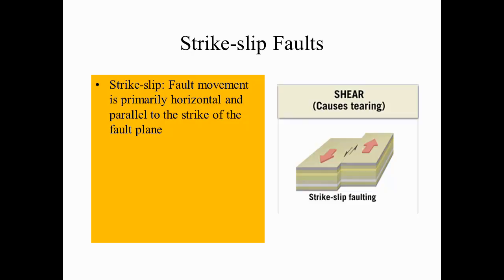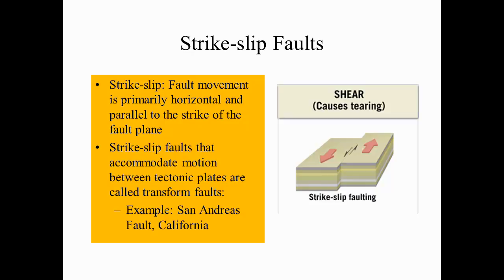Now, strike-slip faults are quite a bit different. A strike-slip fault is where fault movement is primarily horizontal and parallel to the strike of the fault plane. Strike-slip faults accommodate motion between tectonic plates. Strike-slip motions that accommodate motion between tectonic plates are called transform faults. Examples include the San Andreas Fault of California.